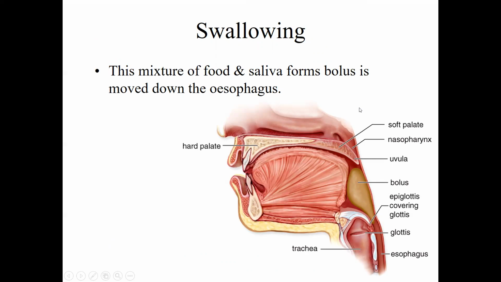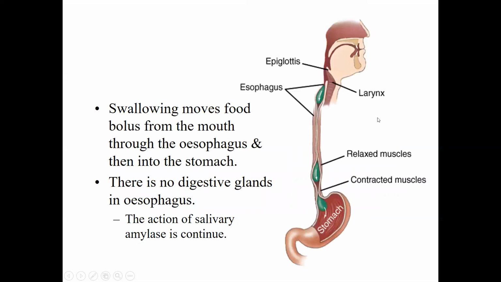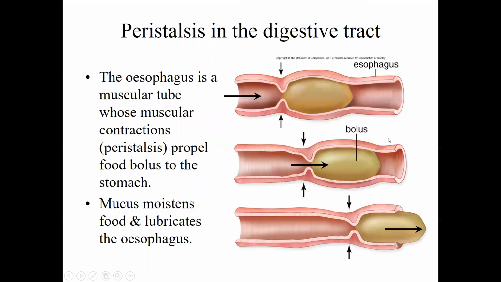Then during swallowing, this mixture of food and saliva forms the bolus that is moving down through the esophagus and then into the stomach. So swallowing moves the food bolus from the mouth through the esophagus and then into the stomach. There are no digestive glands in the esophagus. However, the action of the salivary amylase continues in the esophagus.